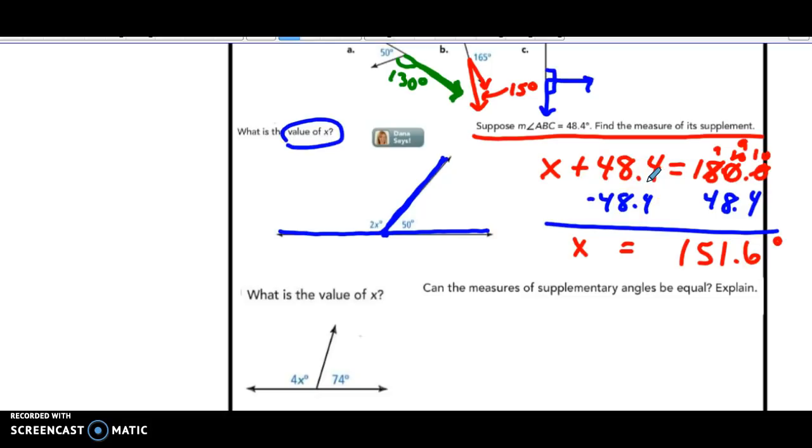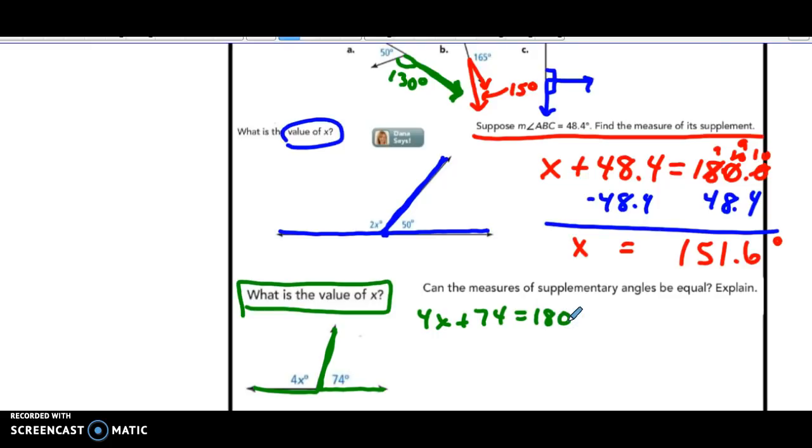Finally, last problem for us to work together. Again, what is the value of x? I look at my diagram, I see 4x plus 74 makes a straight angle. So 4x plus 74 are supplements, so they equal 180. So now I need to use 2 steps to solve. So I'm going to start by undoing my subtraction.